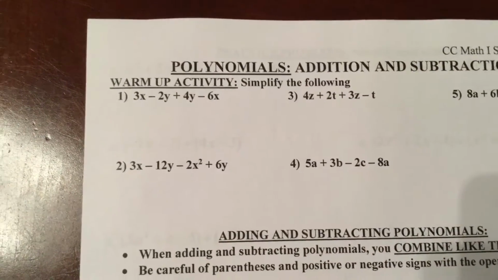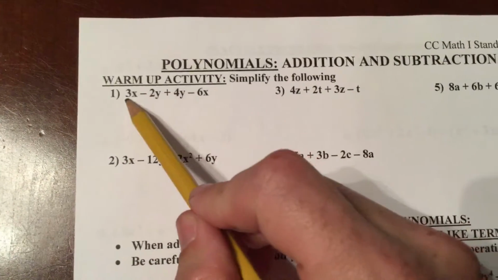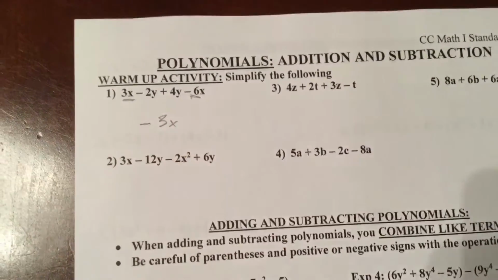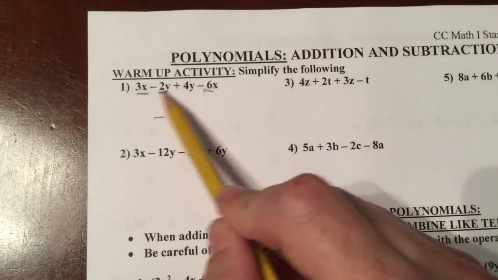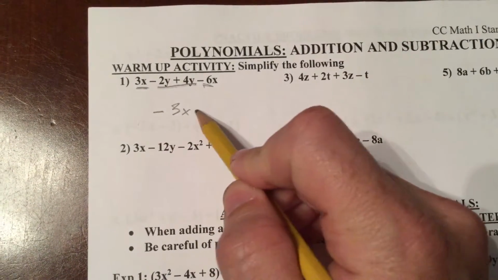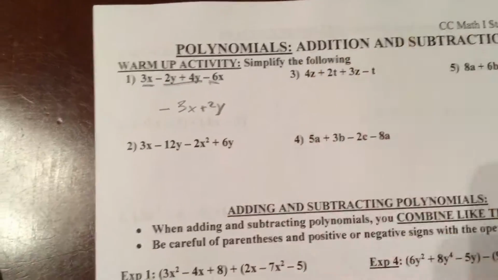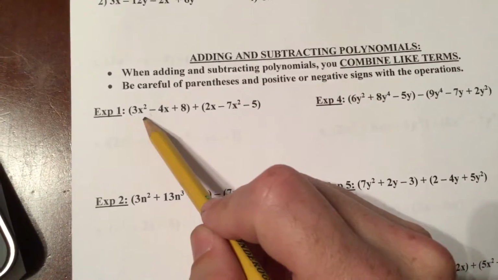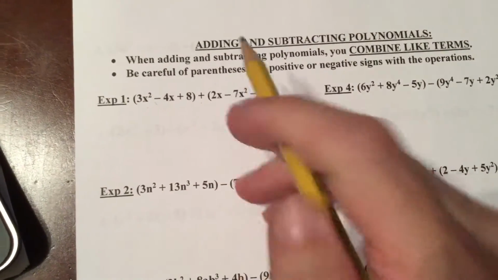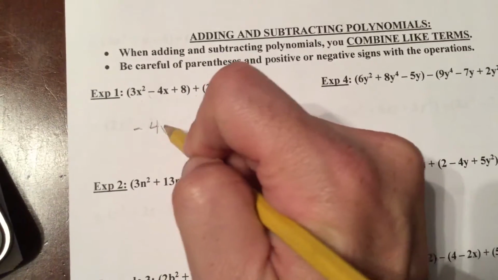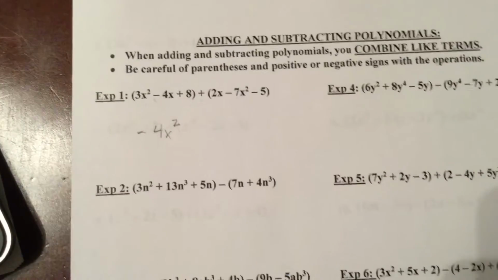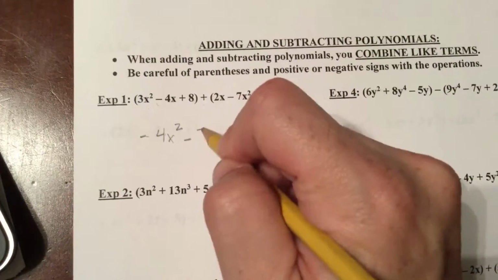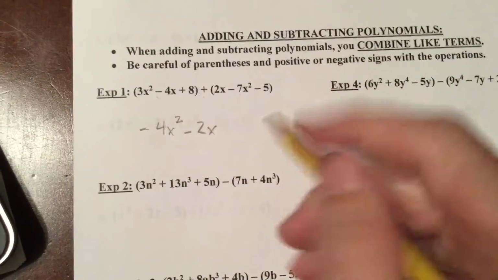So when we add or subtract polynomials, we're looking at combining like terms. So my x terms combine to 3 minus 6, or negative 3. My y's combine to a positive 2. If we skip further down, I have a 3x squared plus a negative 7. Again, I want to keep it in descending powers. That's why we started with the squared. We now have a negative 4 and a positive 2x, and a positive 8 minus 5.